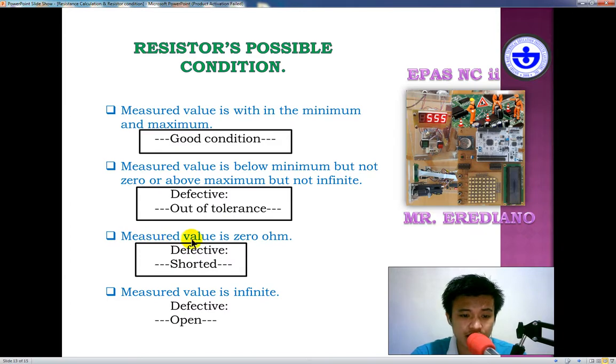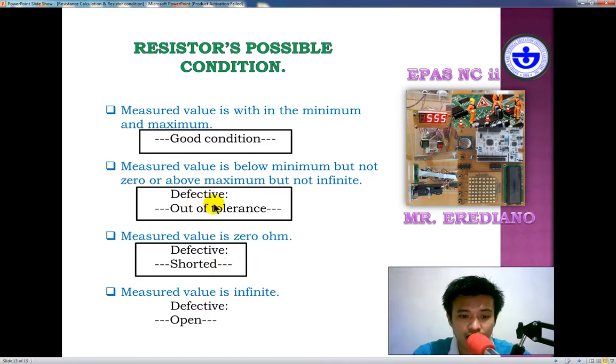Then we get here, measured value is equal to 0 ohm. Once the measured value is equal to 0 ohm, your resistor is really defective, and that is under shorted. Shorted means the one leg to the other leg are already connected to one another directly. So that is why it becomes very low in resistance, and that is referring to a shorted.